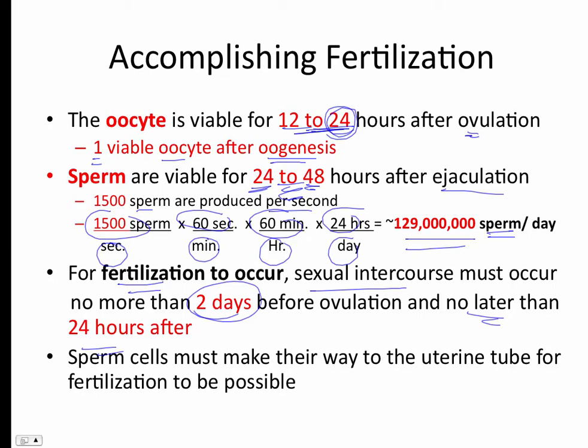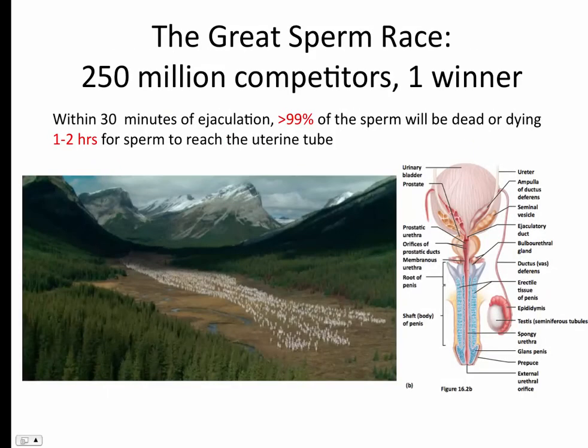Now, it's not an easy task for all the sperm to get towards that secondary oocyte. To give you an idea, it's kind of like a big race. What is that called? The Amazing Race. So here, it's the Great Sperm Race, where you have 250 million competitors and one winner. And of course, the winner gets to fertilize the egg.